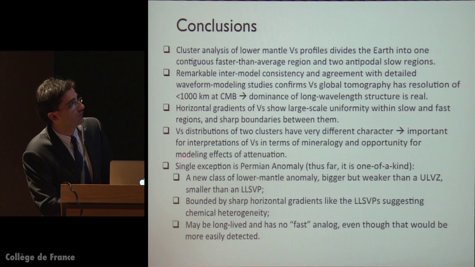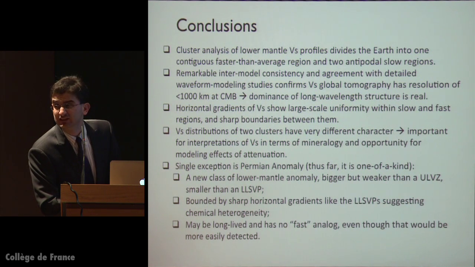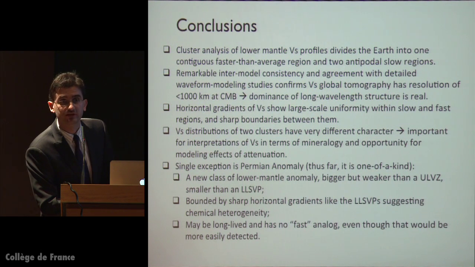So it represents some new class of lower mantle anomaly. And the fact that we only see one and that it's slow and we don't see any that are fast might have some interesting implications for the nature of heterogeneity at the lowermost mantle.